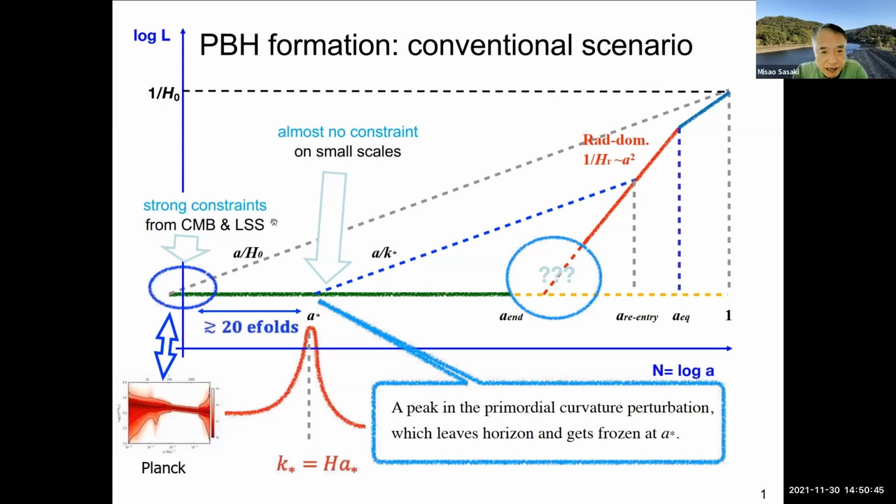If you multiply by 10 to minus 10, then you end up with some kiloparsec or parsec scale. So it's a really, really small scale, in terms of comoving scale. But on those very small scales, we virtually don't have any constraints. So you may have some peak in the curvature perturbation spectrum, and I will show you later some example which actually can produce such a peak.